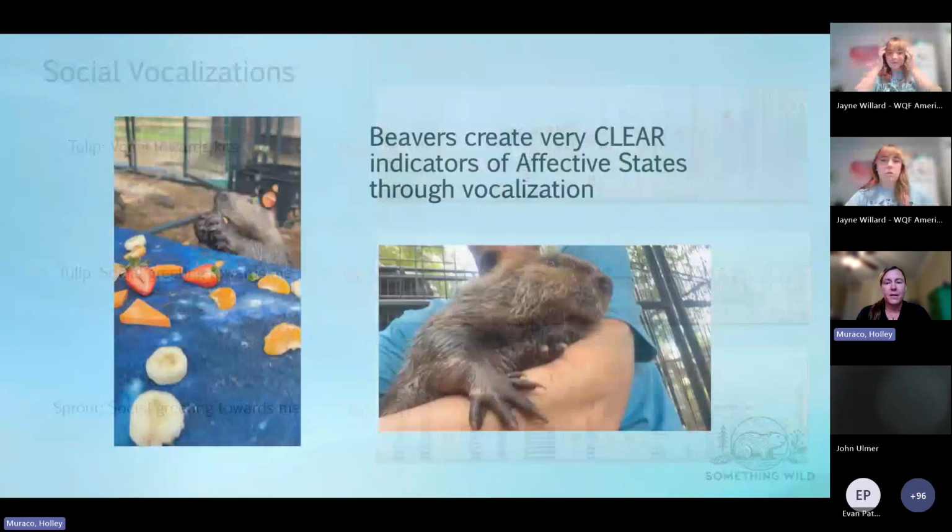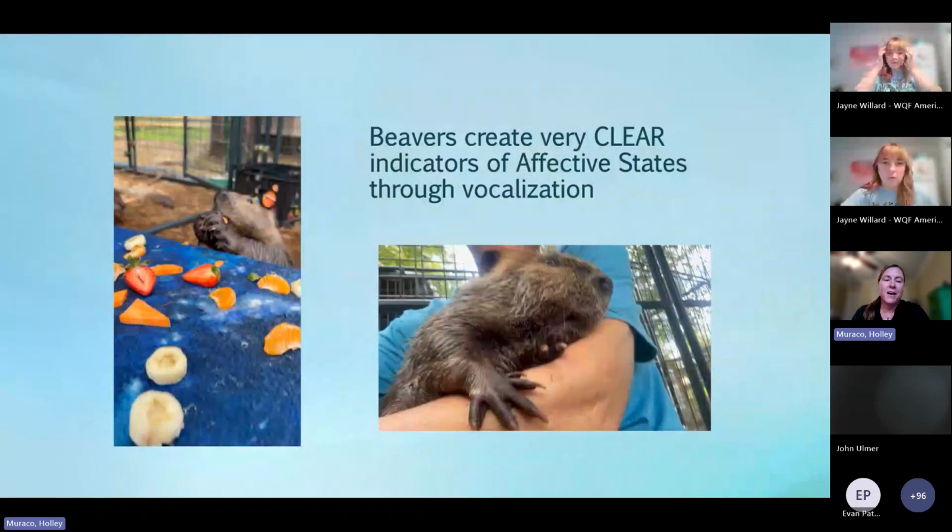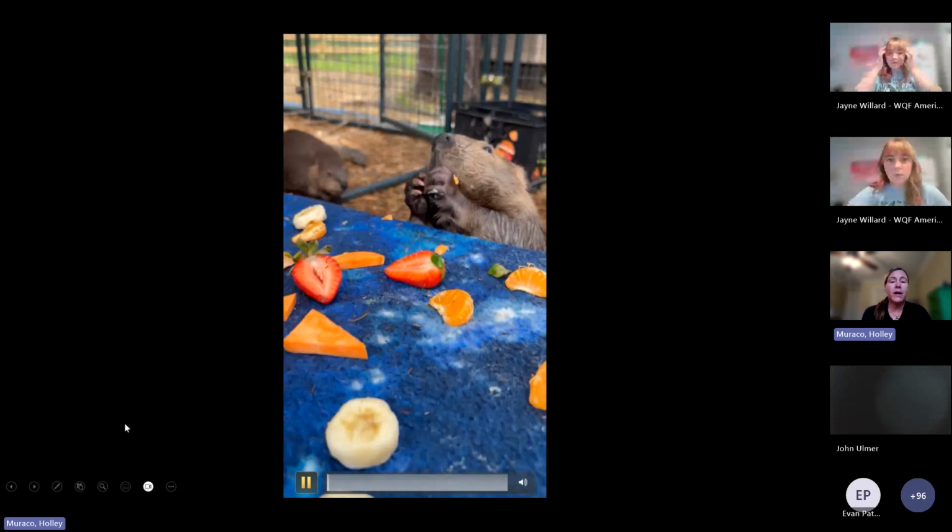Very cute. One of the things that we have noticed is that beavers are not shy about being quite clear of their affective states. Affective state is just a fancy way of saying how they feel, their emotions. We have to be a little cautious when we talk about these terms from an animal behavior standpoint, and not attribute too many human emotions to them. But affective states absolutely are indicative of how that animal is feeling, whether positive or negative. And beavers, again, are quite clear on how they're feeling.